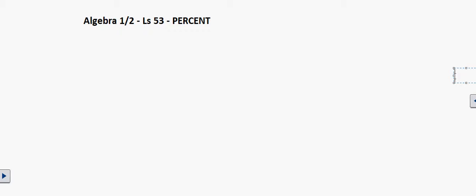Welcome back, Algebra Half. Lesson 53 is all about percent. Short lesson, important lesson if we don't feel so sure about what on earth a percent really means, right?